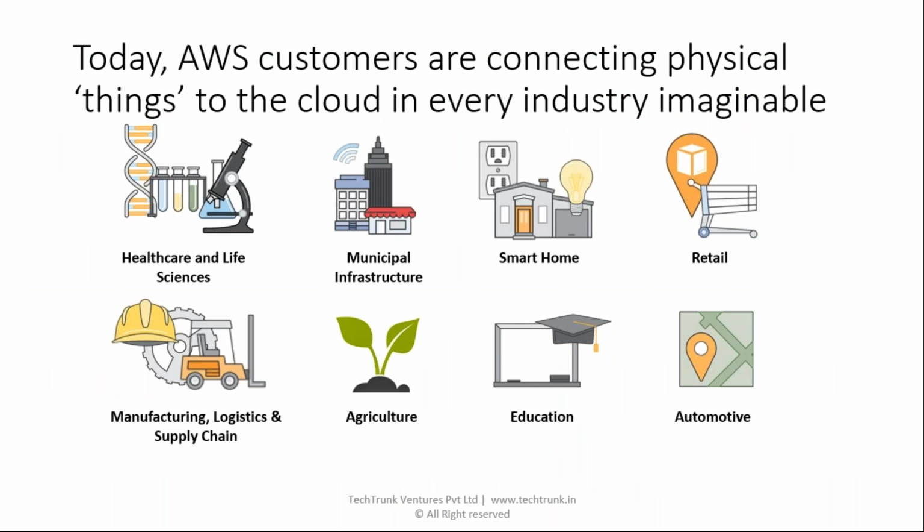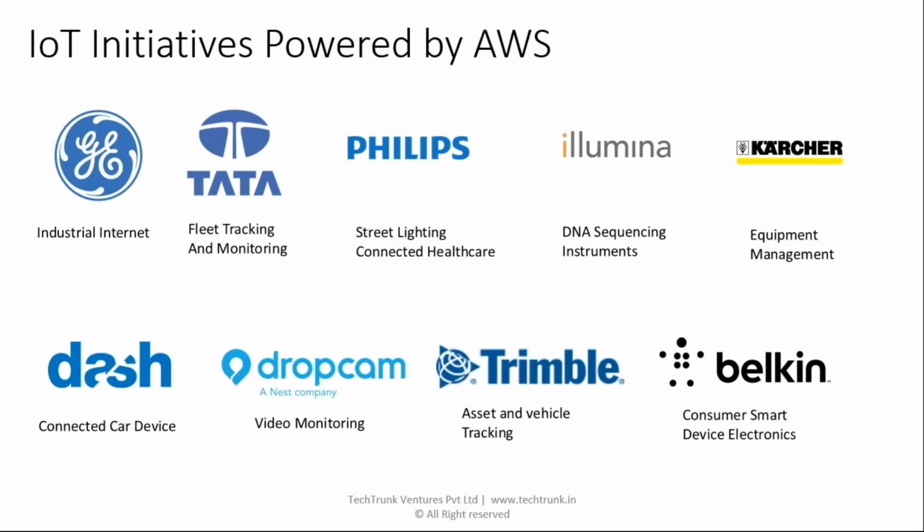Okay, so today AWS customers are connecting physical things to the cloud from every industry. People who are using AWS, Azure, and IBM Watson are using these features and these cloud service providers from every industry, starting from healthcare and life sciences, municipal infrastructure, smart homes, retail, manufacturing, logistics, supply chain management, agriculture, education, automotive. Every industry is using services provided by these.